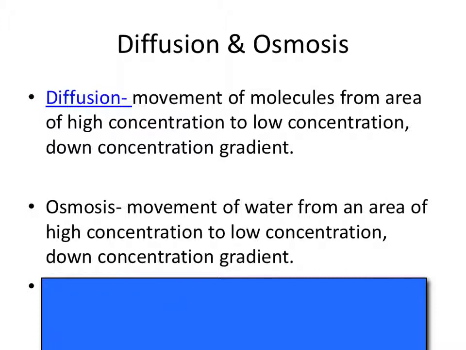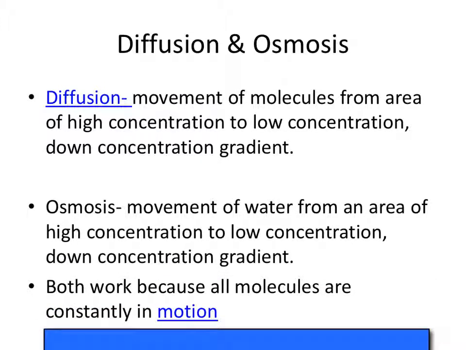All right. Very, very similar to that is osmosis. Osmosis is really just a special case of diffusion. So in this case, it's the movement of water from an area of high concentration to an area of low concentration down the concentration gradient. And both of these work because all molecules really are in constant motion. Everything has a little bit of motion to it. Even things that seem solid to us, the molecules are moving a little bit, and those small vibrations cause them to move around, basically.